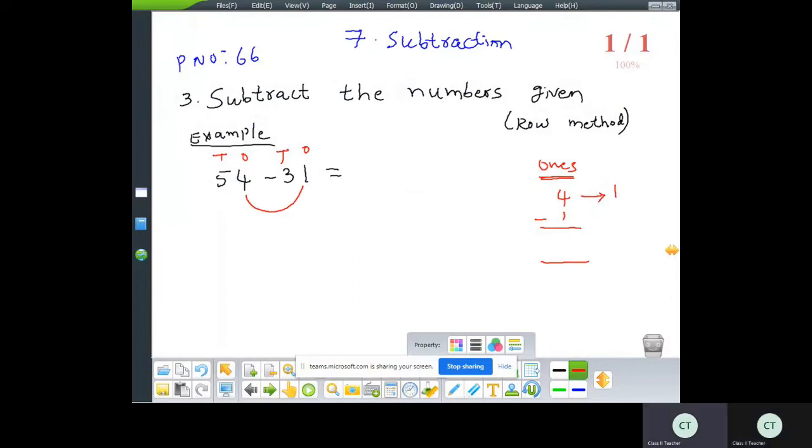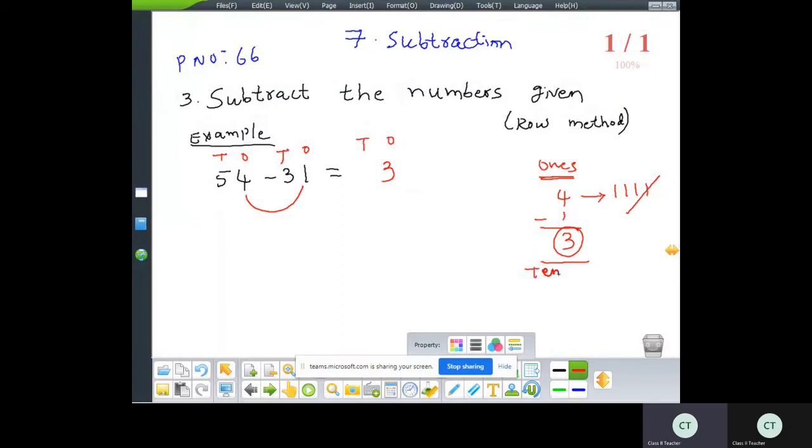Draw 4 lines. 1, 2, 3, 4. From 4 lines, we cut only 1 line. After cutting 1 line, there are 3 lines. 4 minus 1 is equal to 3. This answer is written in the 1's place. Next, subtracting on 10.